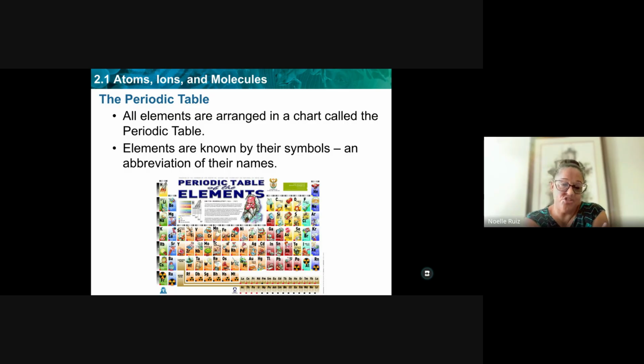And again, you guys should have seen the periodic table before at some point, whether it's 7th grade, 8th grade.